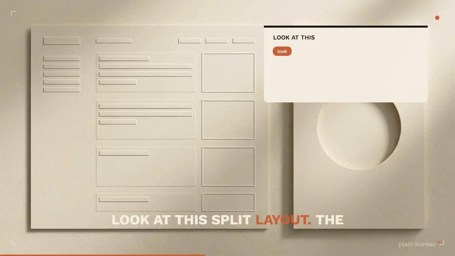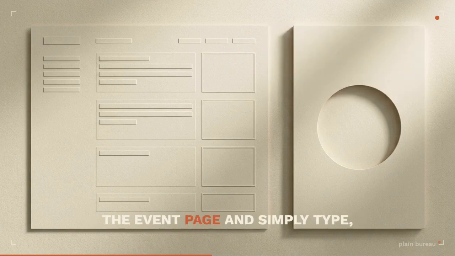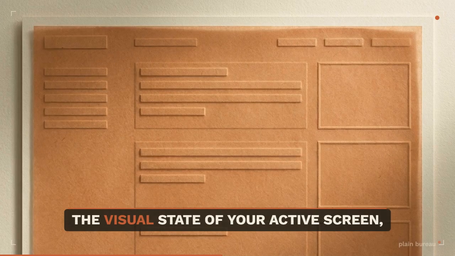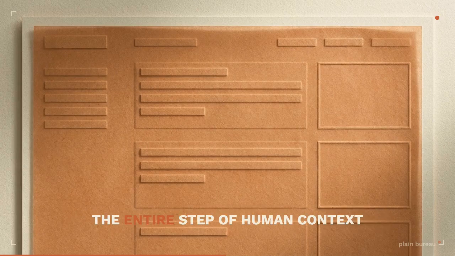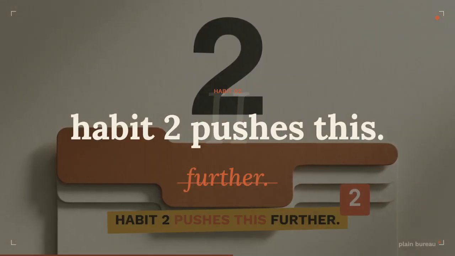Look at this split layout. The new method is to open the side panel directly on the event page and simply type "draft the outreach email" from this. Because the AI inherently reads the visual state of your active screen, the entire step of human context setting is eliminated. Habit 2 pushes this further.